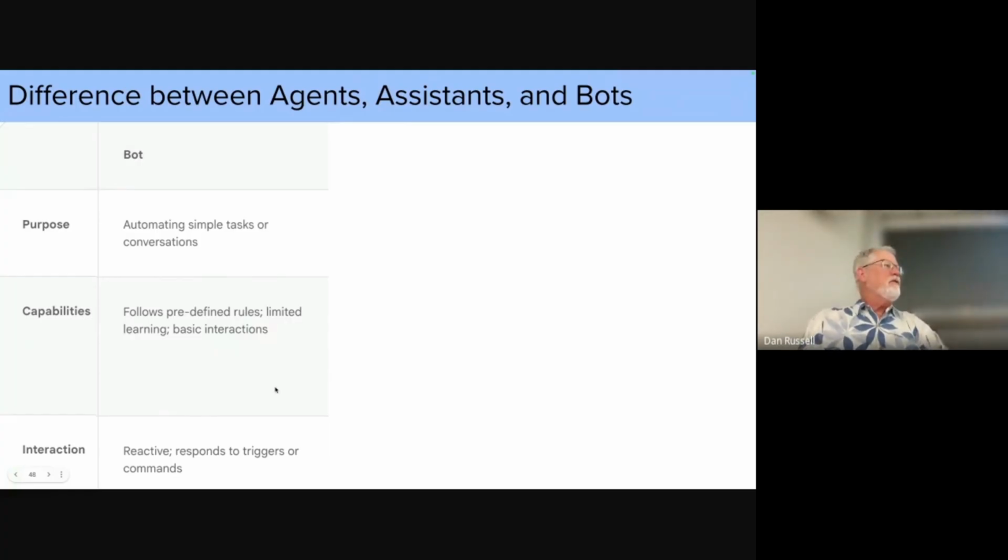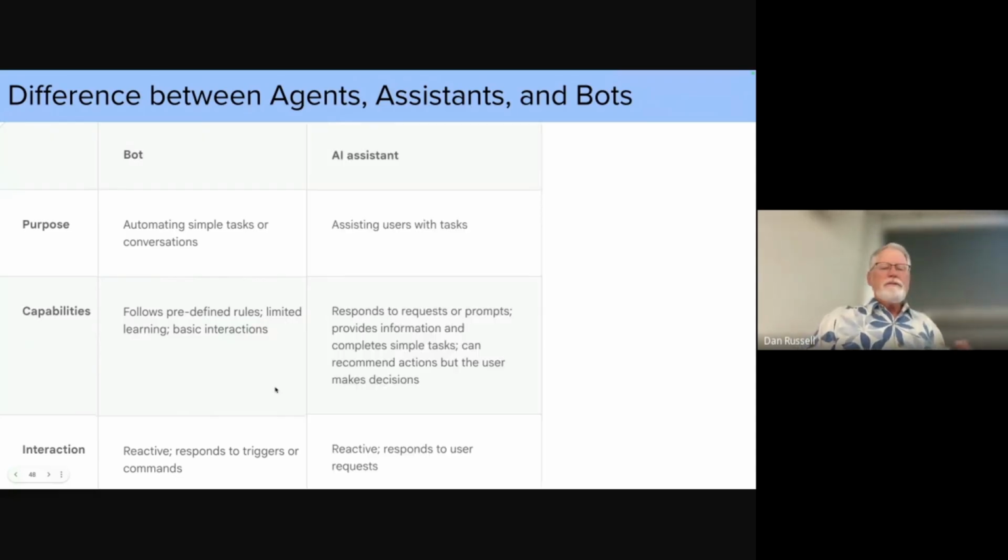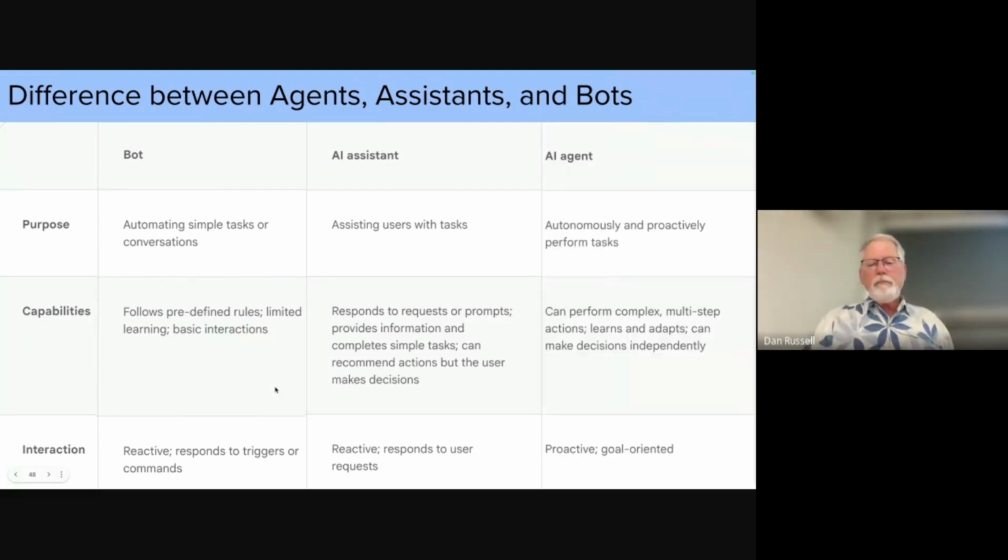They have predefined rules of capabilities. They have basically only reactions, no triggers, right? An assistant like, say, Siri or Google Voice, it will assist you with specific tasks, but you have to invoke it. An agent can autonomously, proactively perform tasks. It will do stuff for you even when you haven't asked for it. It can do these complex multi-step things and they get better over time.